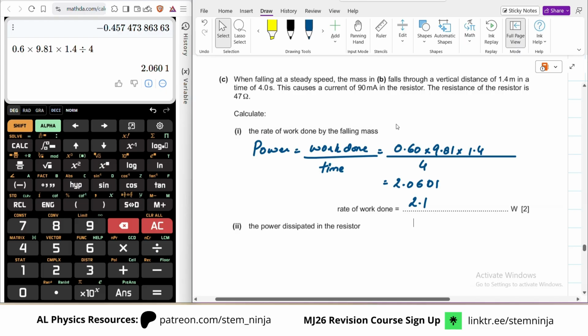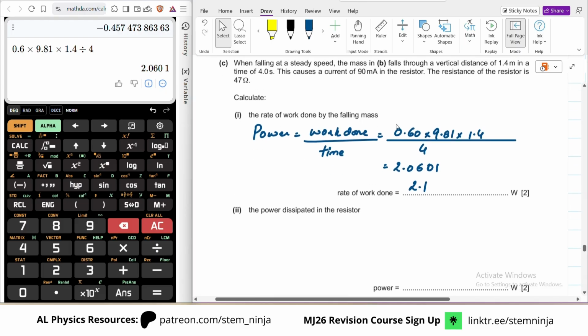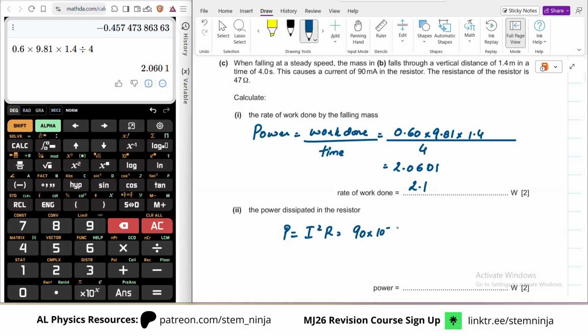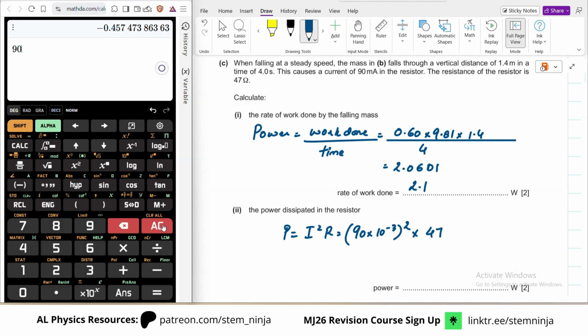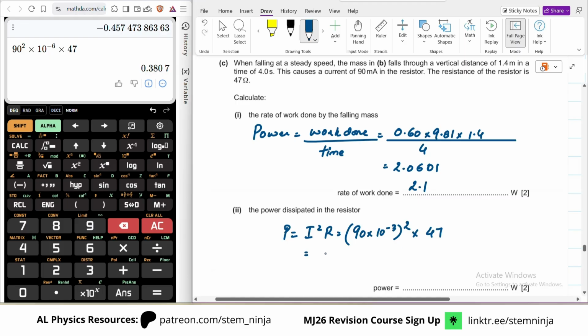The power dissipated in the resistor. So I squared R. 90 milliamps, so 90 times 10 raised to the power minus 3, whole squared, times R, which is 47. So 90 squared times 10 raised to the power minus 6 times 47. So this is 0.3807, so 0.38.